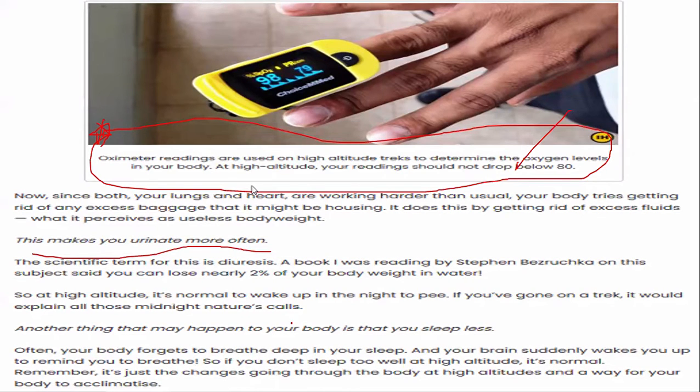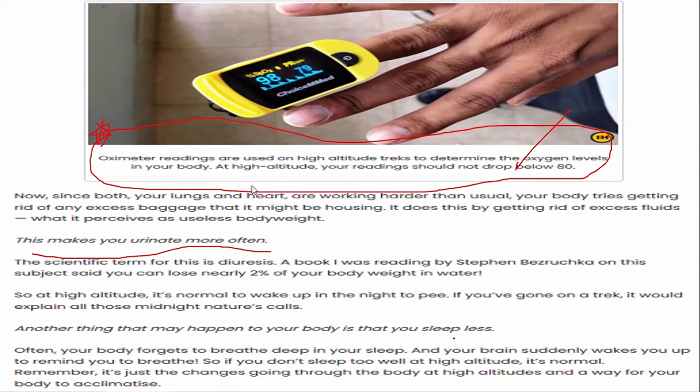At high altitude, it's normal to wake up in the night to pee because our hearts and lungs are working too much. We tend to be dehydrated, and one way we lose water is simply through the urine. So that explains the midnight nature's call when we are at high altitude.